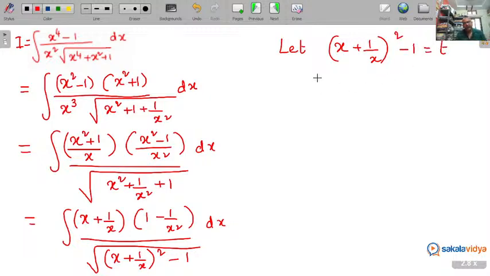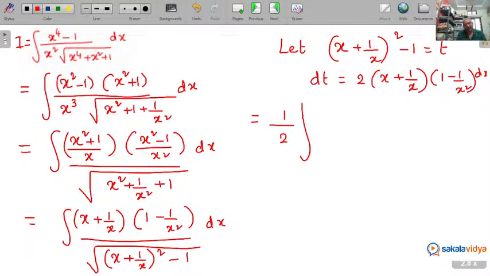Say t. So dt by dx, differentiation, this is 2 times (x plus 1 by x) into derivative of x plus 1 by x, which is 1 minus 1 by x square, minus 1 differentiation 0, dx. So that means (x plus 1 by x) into (1 minus 1 by x square) dx is part of dt. So there should be 2. That's why we can write integral of 2 times (x plus 1 by x) into (1 minus 1 by x square) dx. In the place of that we can write dt upon under root of t.